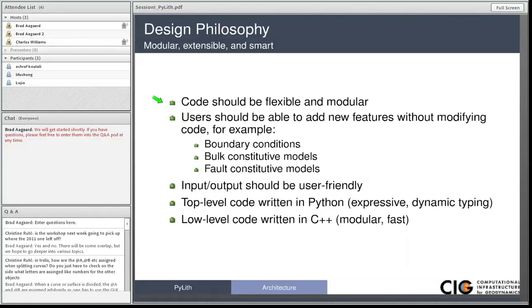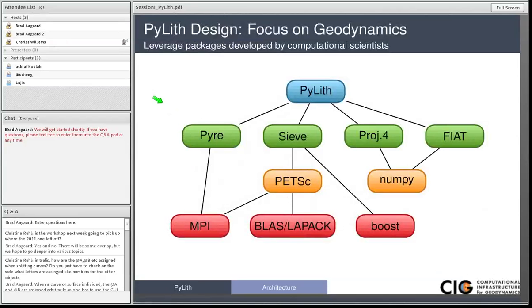And when developing Pilot, we decided to make the top-level code written in Python, which is very expressive. It allows people to make their own modules without modifying the original code, because you can just add in these modules at runtime. But in order for fast execution, we've written the low-level code in C++.